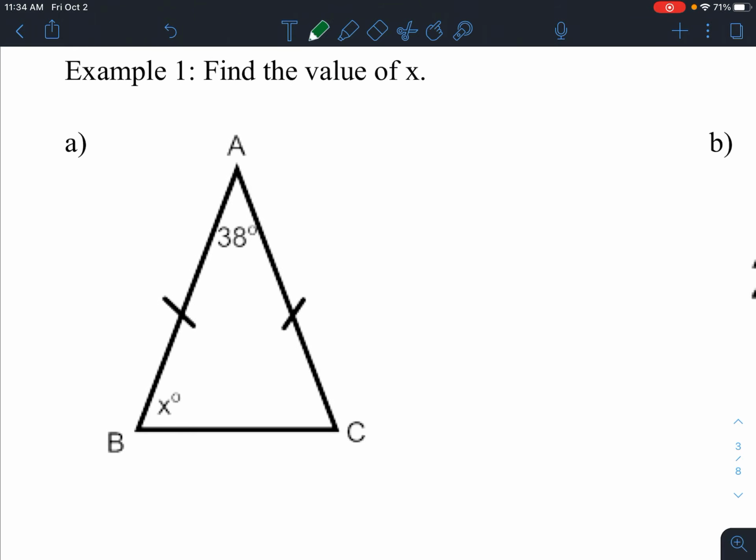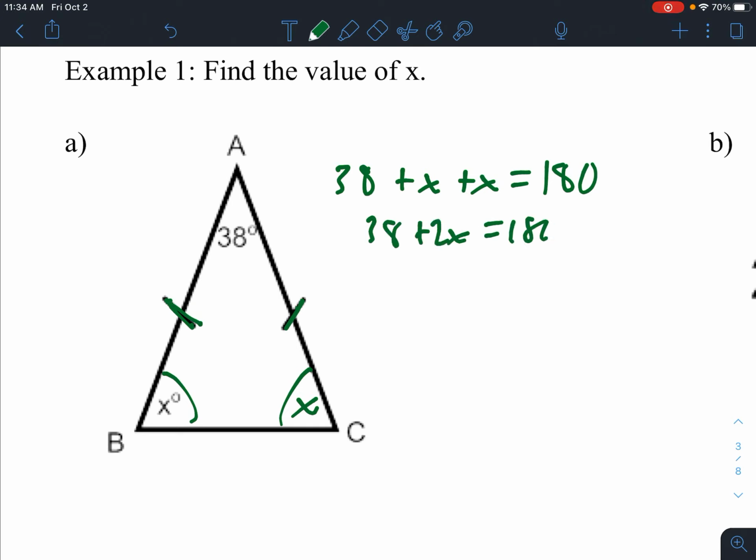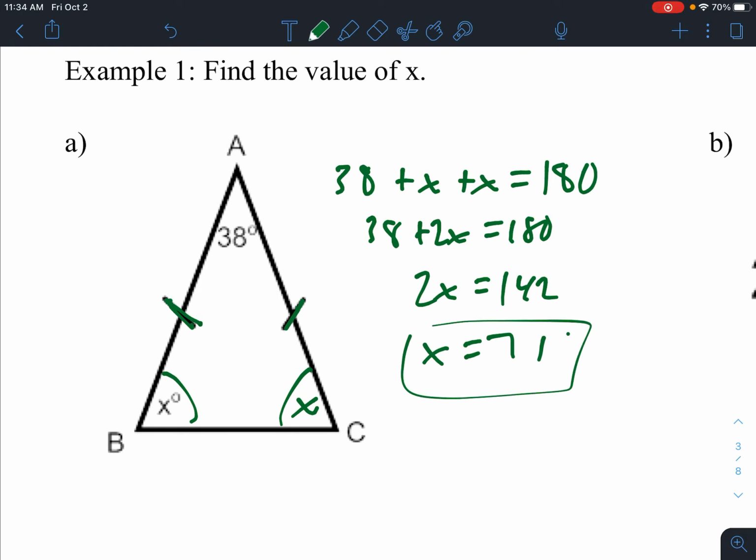Example 1 says find the value of x. Because these two sides are congruent, I also know that these two angles are congruent. So I can call this angle C x. So then 38 plus x plus x must add up to 180 because that's how many degrees are in a triangle. Combine like terms. Subtract 38 and divide by 2. We get x is 71 degrees.